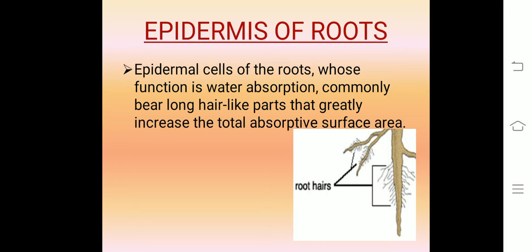Epidermis of roots. We all know that roots help to absorb water and nutrients from the soil. Therefore, epidermal cells of the roots commonly bear long hair-like structures that greatly increase the total absorptive surface area. These long hair-like structures are called root hair. These root hair increase the surface area, therefore increasing the amount of water and other nutrients absorbed.